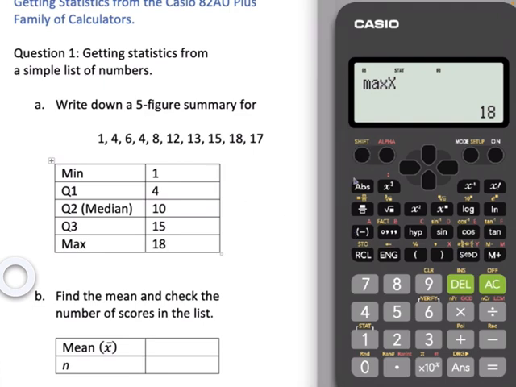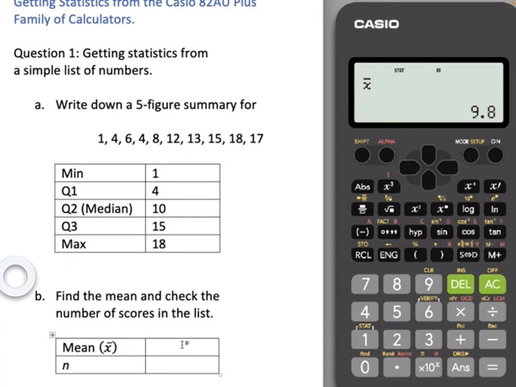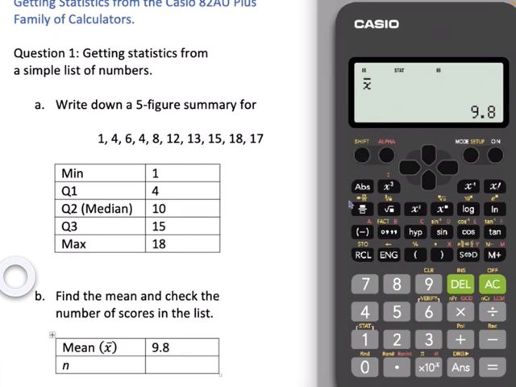Now for that, Shift Stat as usual, nothing different there, but this is different. We need to select var, option 4 var for variance. So 4. And the mean in statistics is known as x bar. We pronounce that x bar there, so it's option 2. So the mean of our data is 9.8. Let's put that in our little table. 9.8.